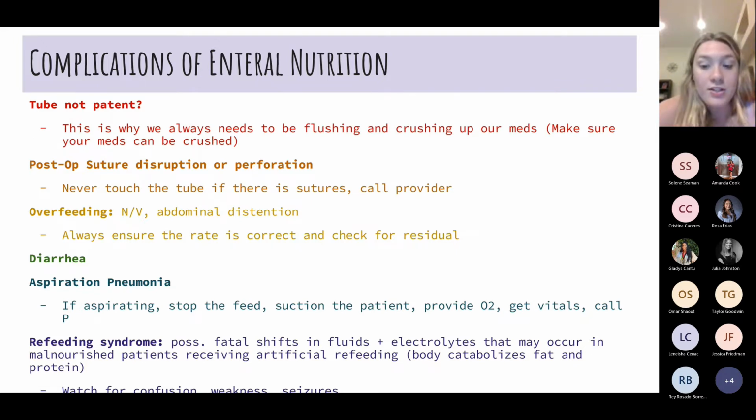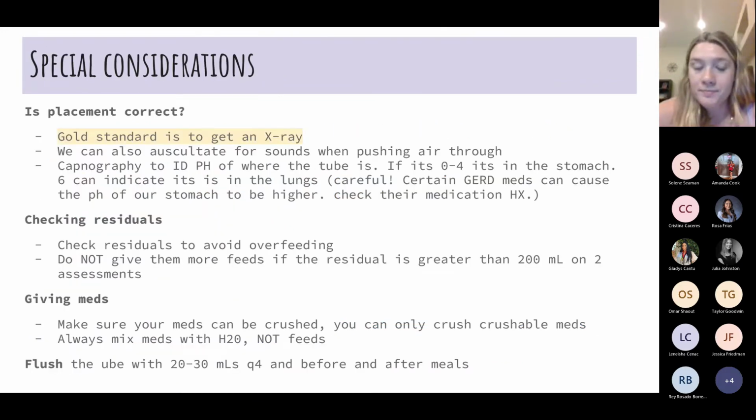Refeeding syndrome, this is really a scary issue because it has fatal shifts in fluid and electrolytes. This really happens in a lot of patients that were malnourished, and we've all of a sudden given them a lot of food, their body's just kind of freaking out. So they'll present with confusion, weakness, seizures, etc.